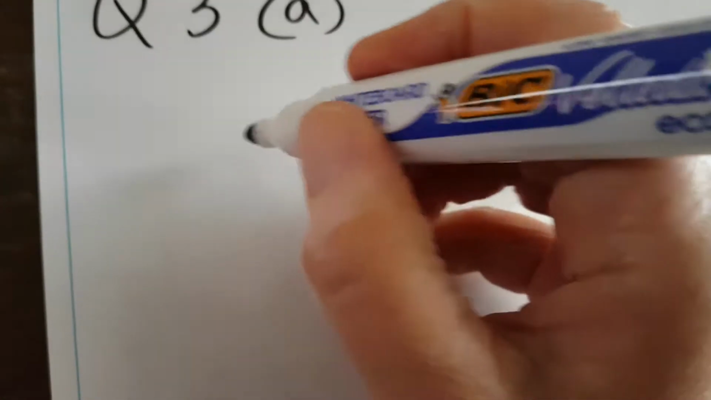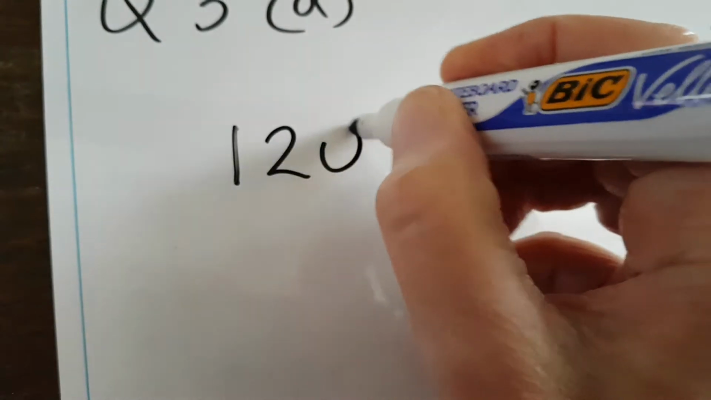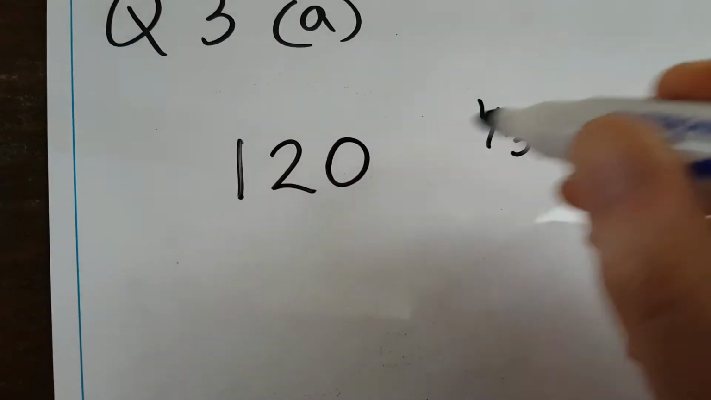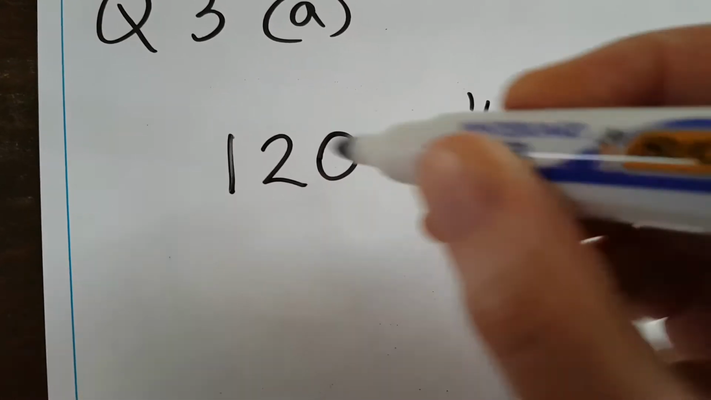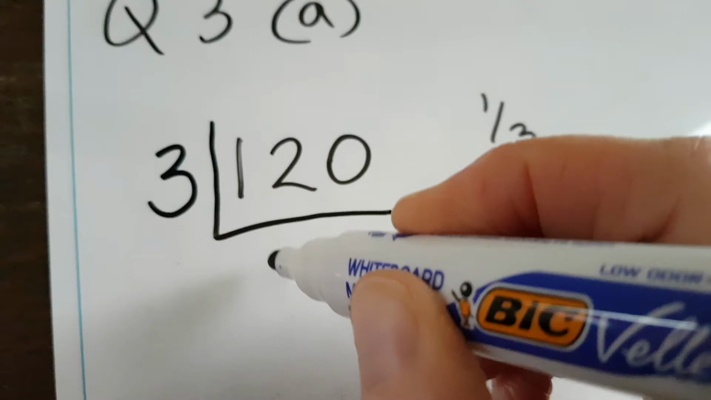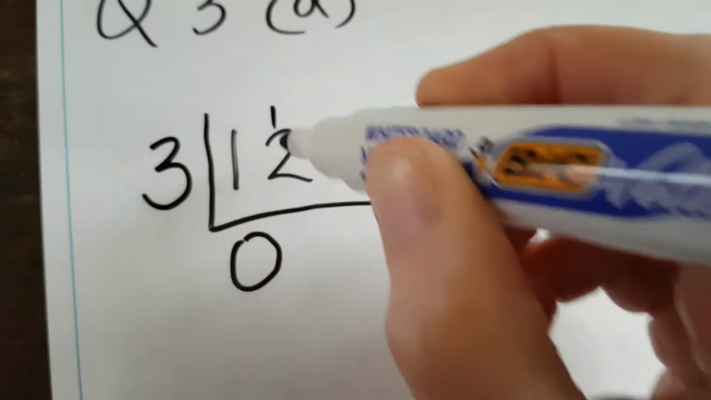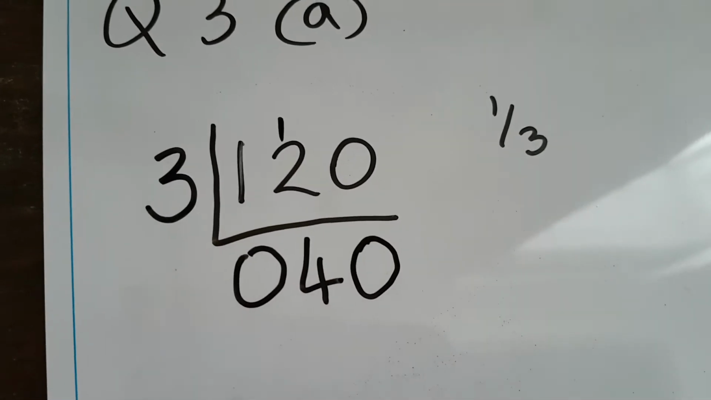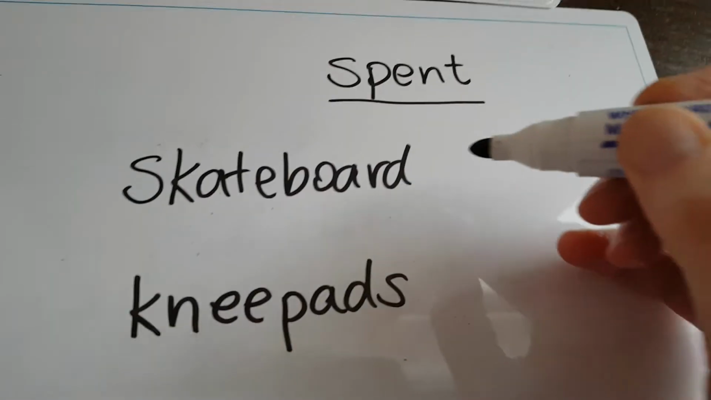Okay, so she had €120 and she spent 1/3 on the skateboard. So I need to find 1/3 of 120. So I'm going to divide 120 by 3. 3 into 1 won't go. 3 into 12 is 4. So €40 is how much she spent on the skateboard.